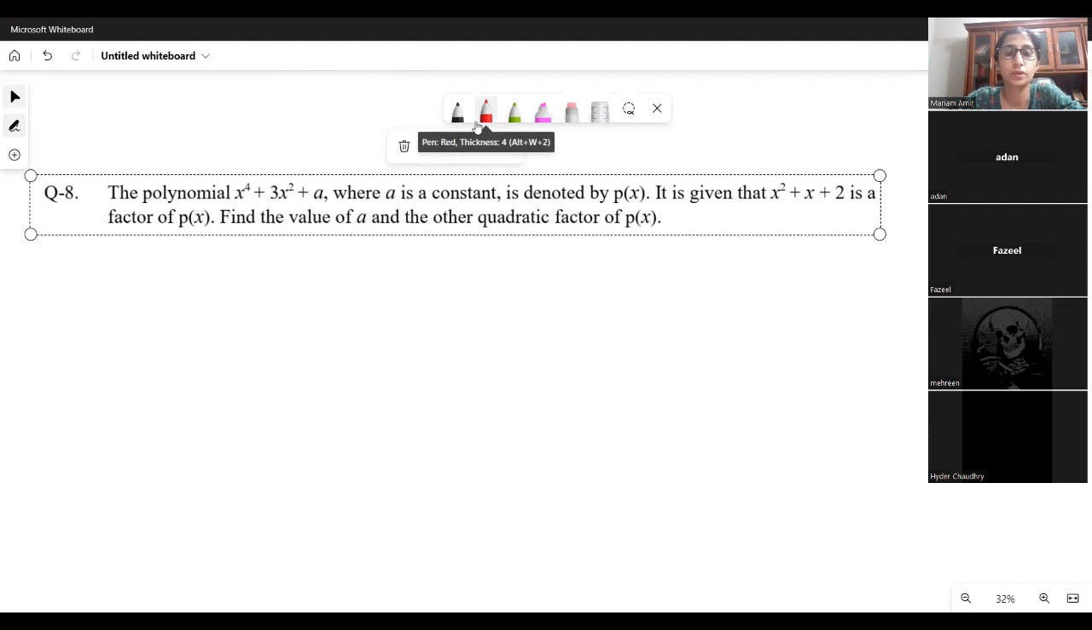Anyway, question number 8. The polynomial x power 4 plus 3x square plus a, where a is a constant, is denoted by px. It is given that x square plus x plus 2 is a factor of px. Find the value of a and other quadratic factor of px. So ये है, जरा आप बता दो क्या करना है. वैसे मुझे लगता है खुद कर ही लोगे, बट चलो बताओ.